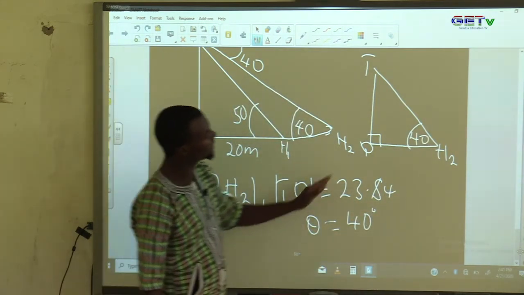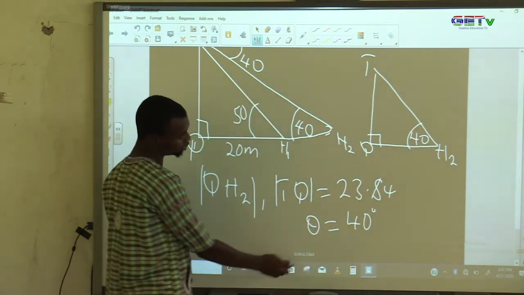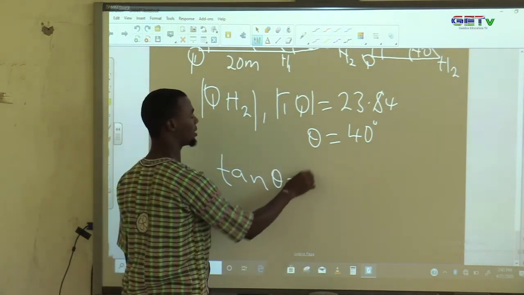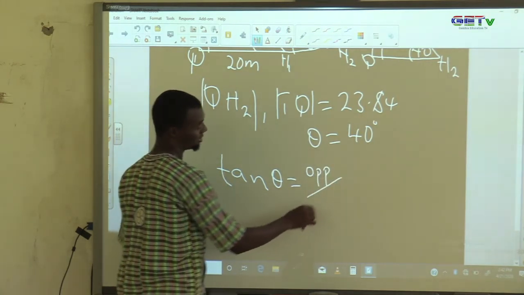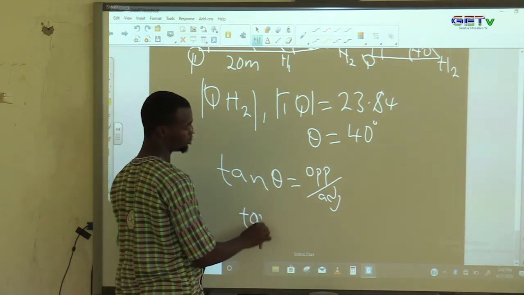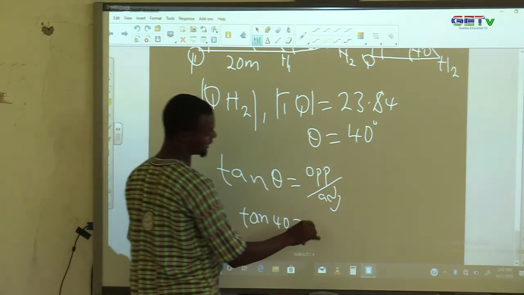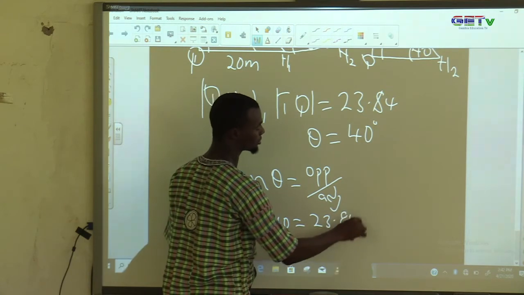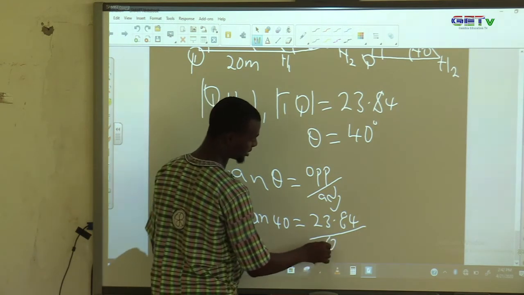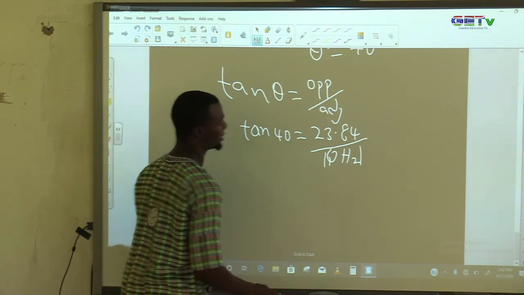What do we use to find this distance? We know the distance TQ. Let's find this distance. Now to find the distance, we will use tan again. We will have tan theta is equal to opposite over adjacent. We know our theta is 40. Tan 40 is equal to opposite. Opposite is TQ, that is 23.84, all over adjacent. The adjacent we don't know, that is Q and H2. H2 is just the second position of H.